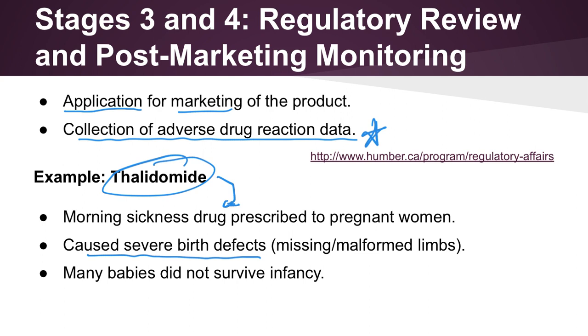Many babies didn't even survive infancy, and that's because there are actually two different isomers, stereoisomers, of thalidomide. One of them is safe and one of them is not. So if you had a racemic mixture of this drug and you gave it to a pregnant woman, it did cause these defects because of the one particular stereoisomer of this drug. So it's really important that we're continuously monitoring and making sure that the drugs that go to market continue to be safe and efficient for patients.